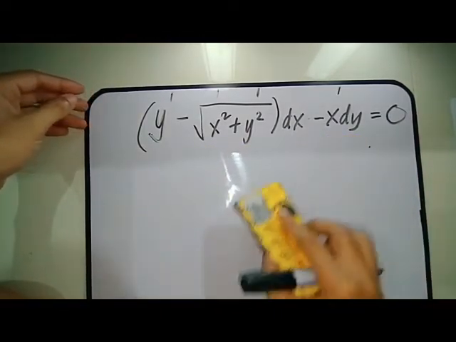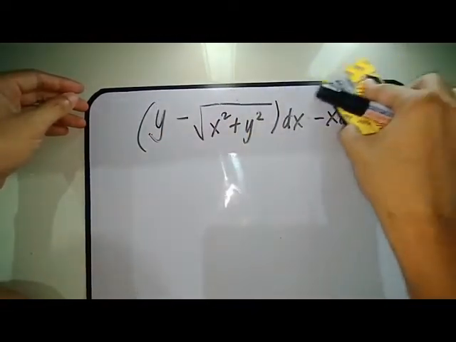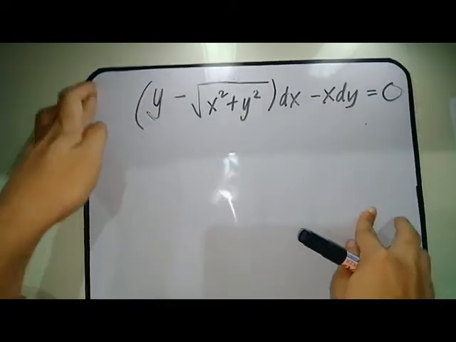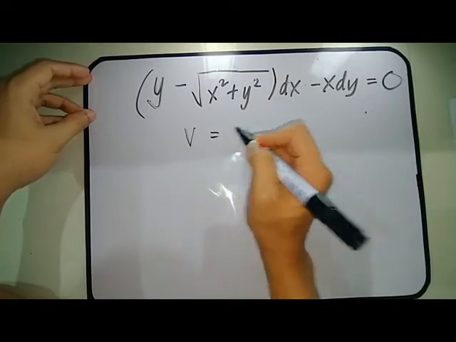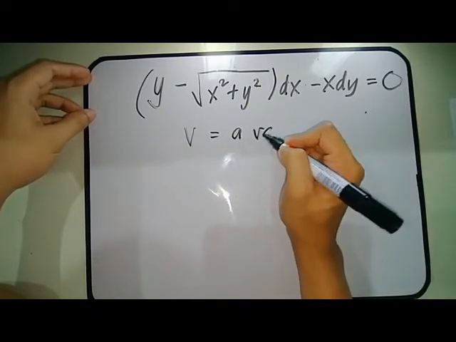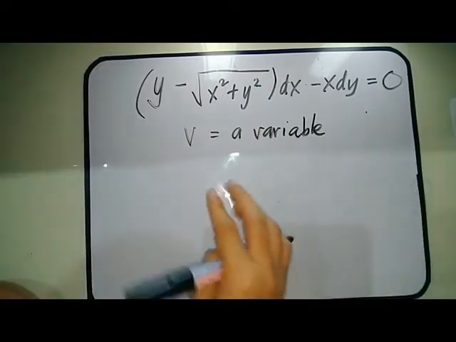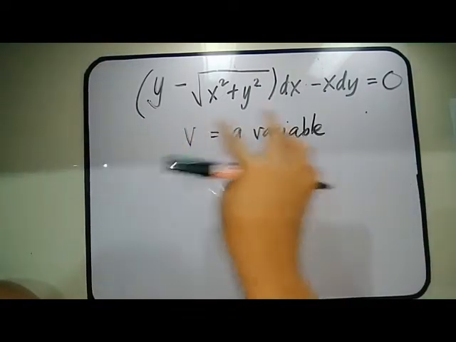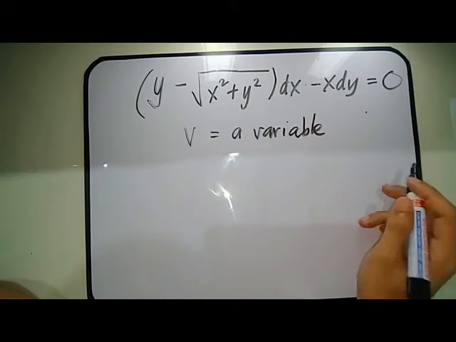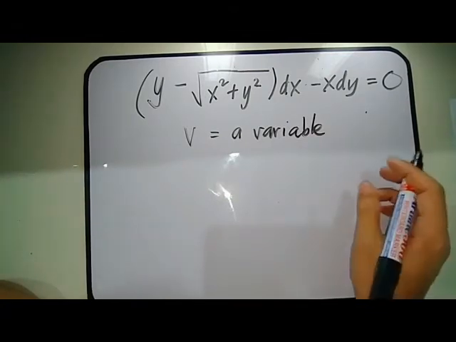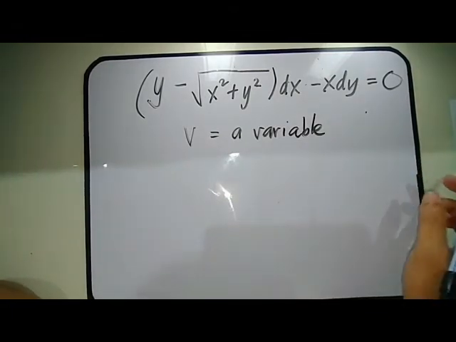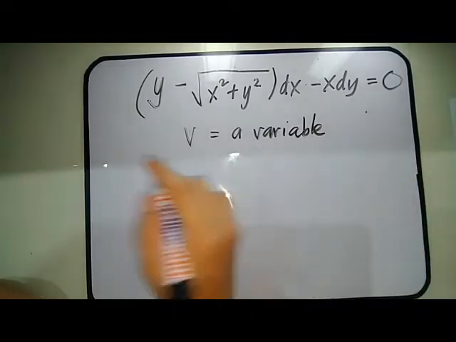So yung pag-solve niya guys is ito, may method tayo. Mag-i-introduce tayo ng variable v. So v, i-introduce natin is a variable. Variable lang siya. So the reason to introduce v is to make this homogeneous type differential equation as a variable separable type differential equation. So titingnan natin to guys.